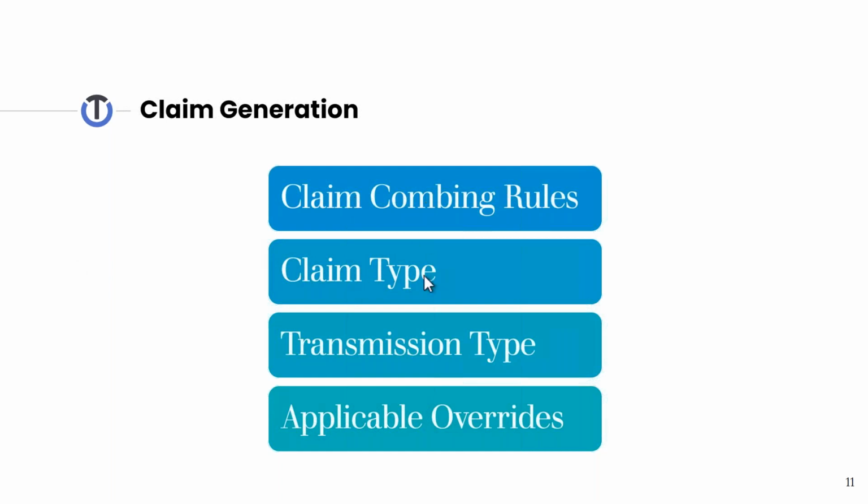Like I said, once you have the transmission type configured, we look at any applicable overrides in this process. So, things like, do we need to change the service location? For example, if it's a telehealth, do we need to change the service location type?